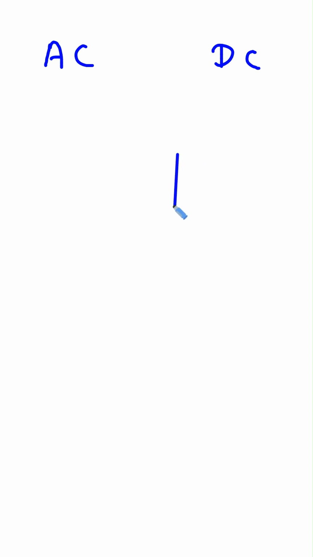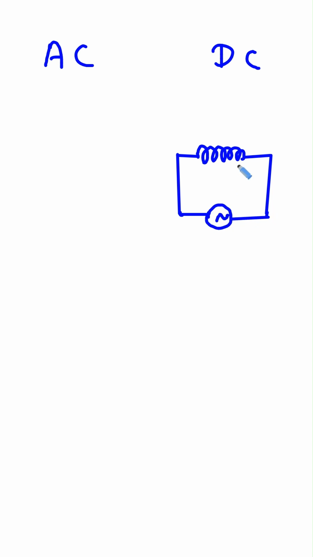It is something like this. Suppose this is one coil, and we connect it to a DC supply, or to an AC supply. What will happen if we connect it to DC? DC is just a straight line like this, and AC is like this. It has a changing magnetic field, because its magnitude changes continuously. So it can produce a changing magnetic field.